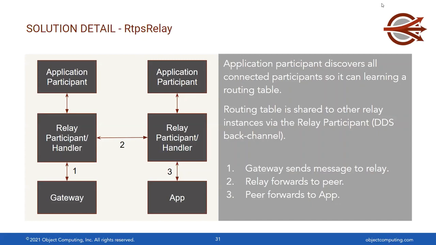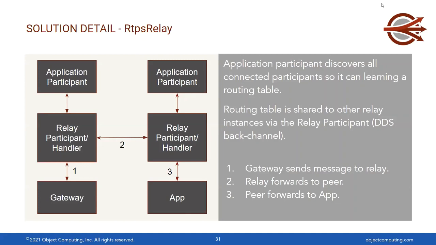forms essentially a routing table so that we know where the gateways and the apps are that have the same partition, so that when we receive a message from the gateway or the app, we know how it needs to be forwarded. That information is gossiped among the different relay instances. We actually use OpenDDS as a back channel to handle that. And then the final component is this handler, which when it gets an RTPS message, it can use this routing table to forward it to the appropriate next hop.